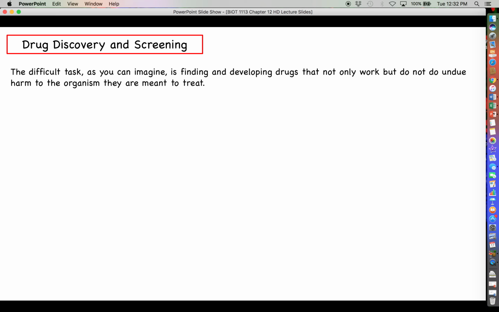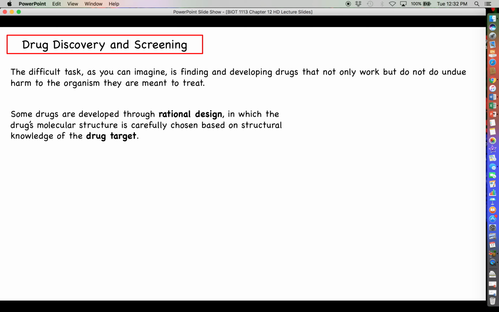We want those drugs to alleviate the disease while also preserving the healthy and good function of the organism we are meant to treat. So developing drugs can happen in a couple of different ways. The optimal way to do it is to use what is called rational design.